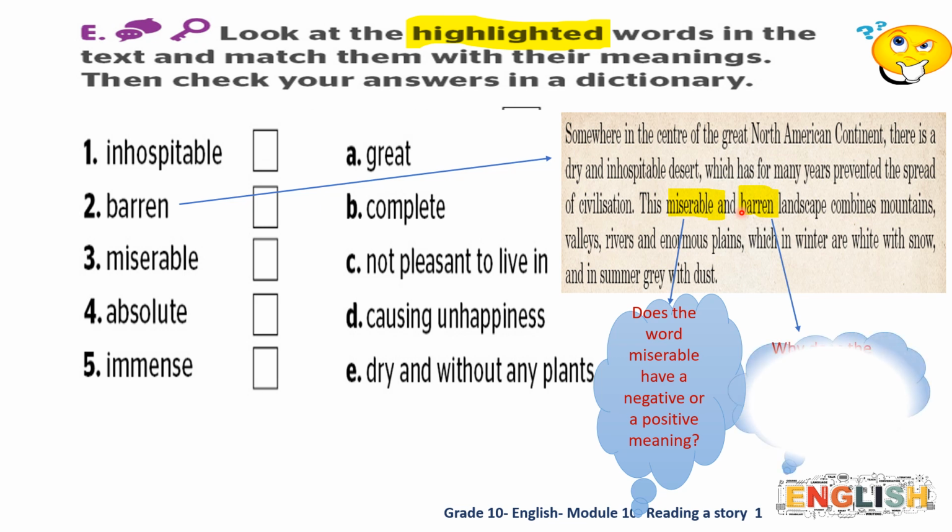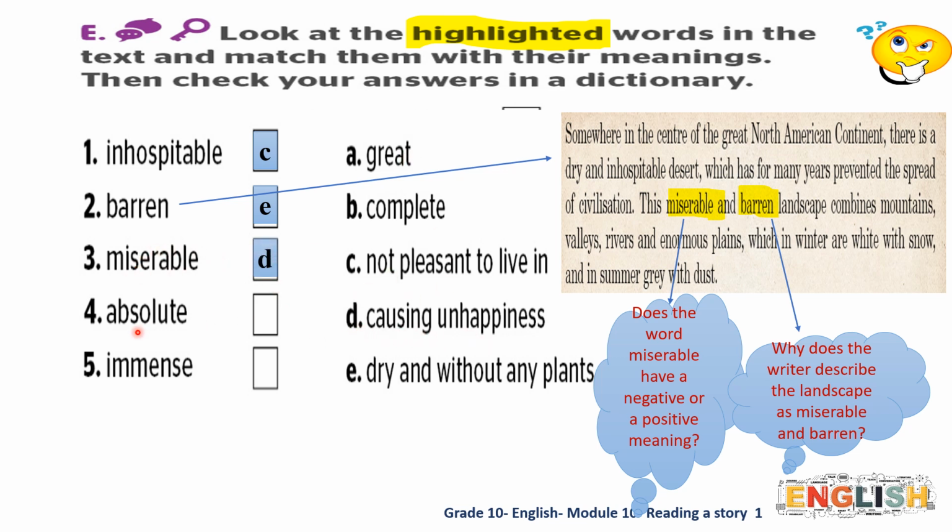So how does the writer describe the landscape? It's barren. When I say barren, it means a land that has no plants. Are there any plants in the land? No plants. Thank you very much. So inhospitable goes with C, not pleasant to live in. Barren, dry without any plants. Miserable, causing unhappiness. D, absolute means complete. Immense, great. Thank you very much.